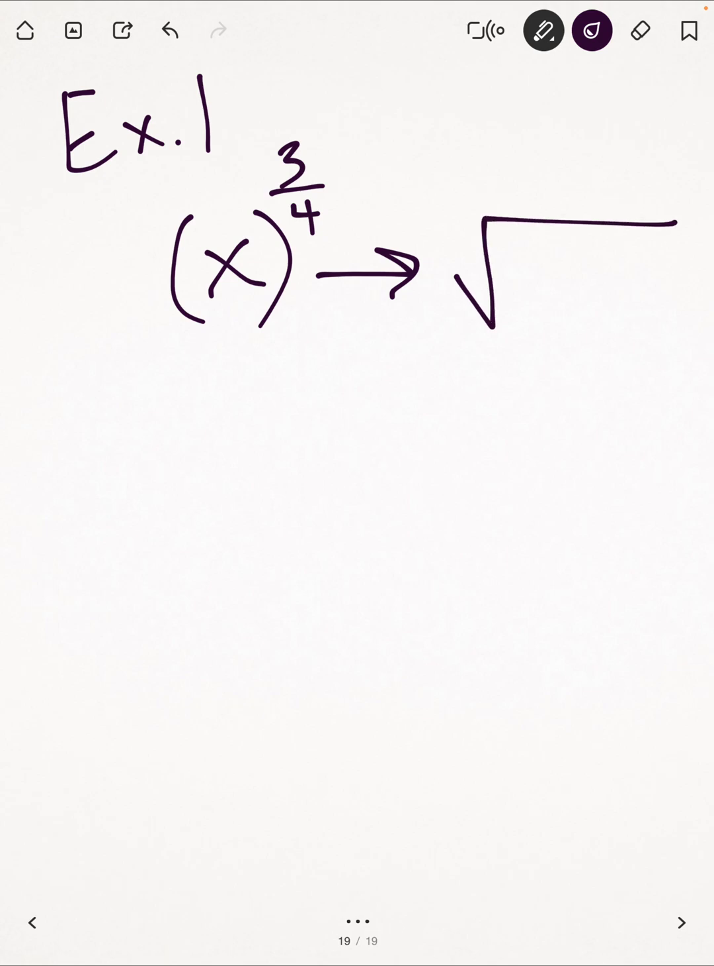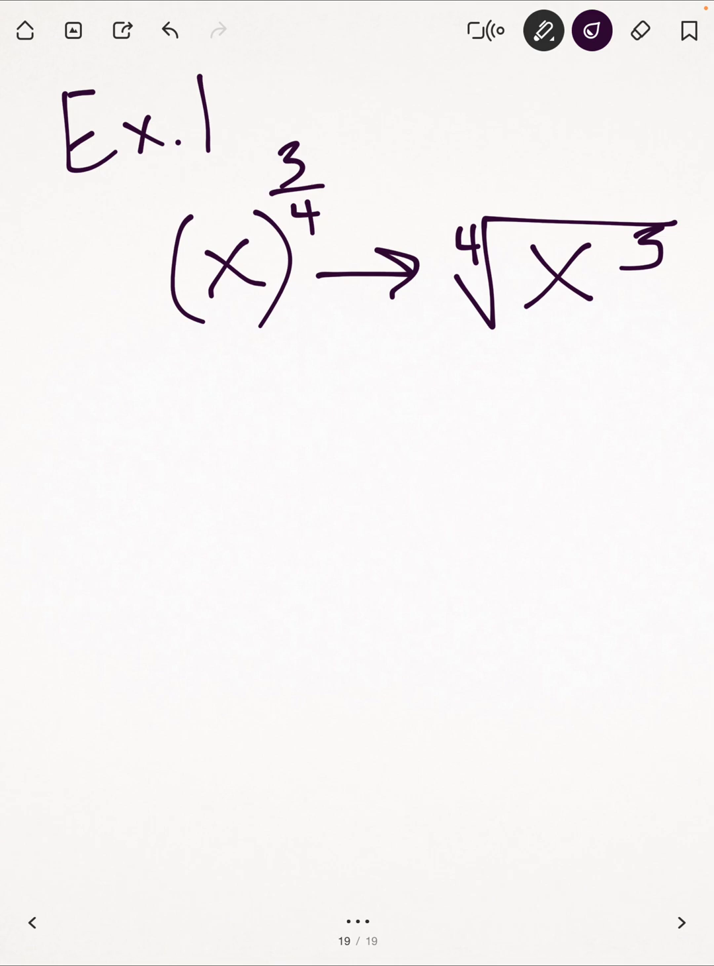The top number always goes in the back of our expression, and the bottom number always goes in the front of our expression, inside this little crevice. And we're going to put our base there. So x to the 3/4 power becomes the 4th root of x to the 3rd. All right, so that's if we have a positive exponent.